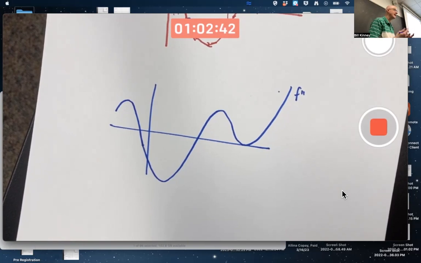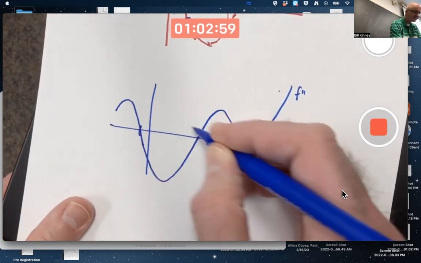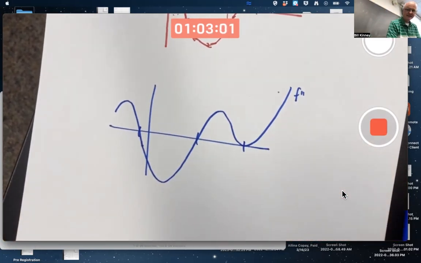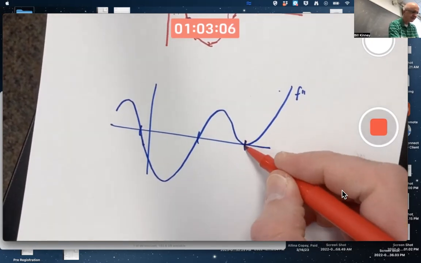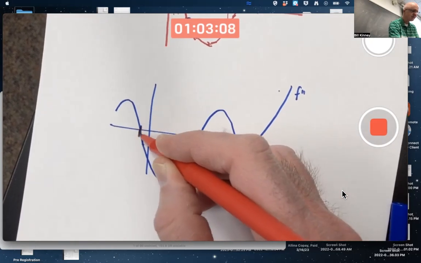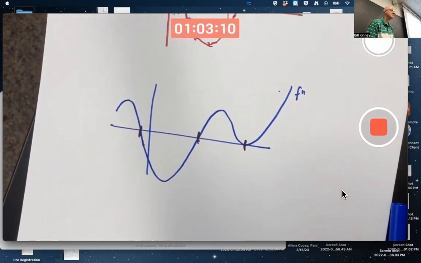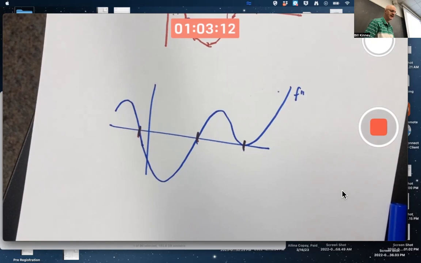But I'm going to think about what the definition of an inflection point is. It's a value of x where f double prime changes sign, positive to negative or negative to positive. That's easy. These same spots, if this is the graph of f double prime, are inflection points of the graph of f. They're just testing, do you know what an inflection point is by definition? It's where f double prime changes sign.